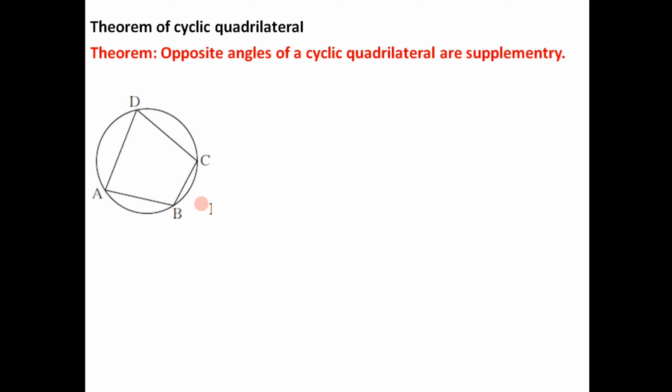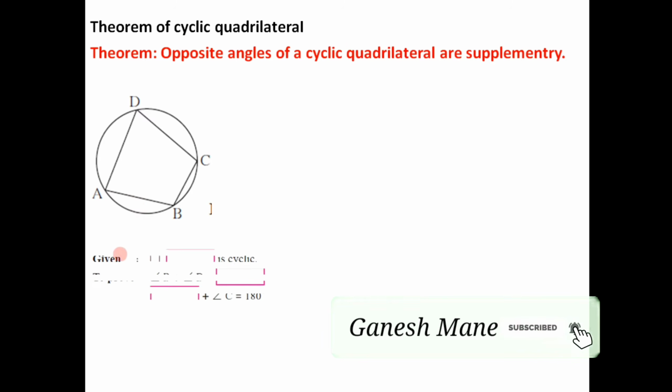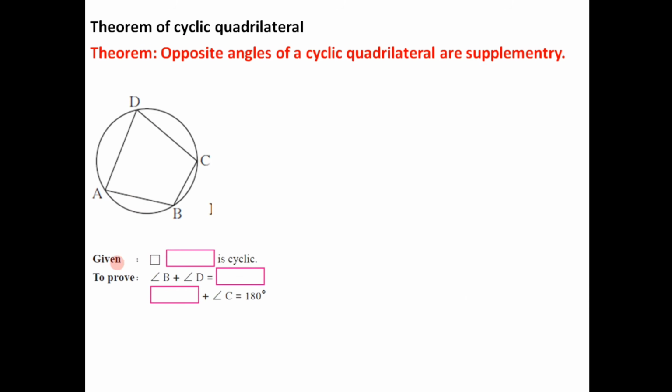So let us have a diagram in which quadrilateral ABCD is given, which is a cyclic quadrilateral. We are going to prove this theorem in the form of one activity. So here we have to write the given and to prove. From this statement and from this diagram, we have to fill this. Given is quadrilateral dot dot is cyclic. As we can observe in the diagram, quadrilateral ABCD is a cyclic quadrilateral, which is given.